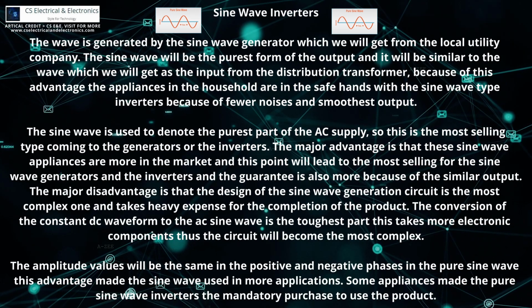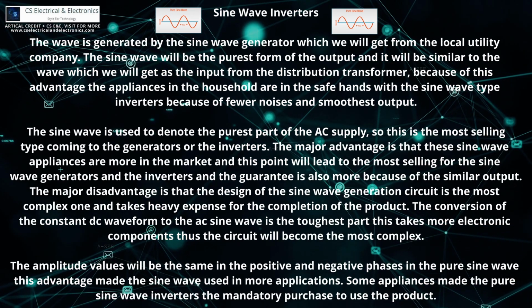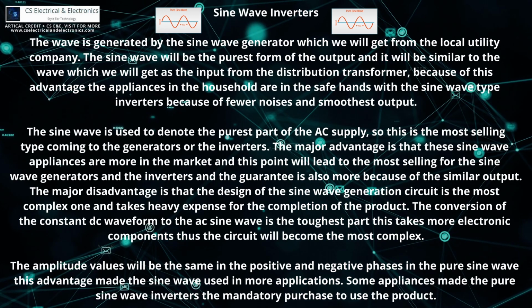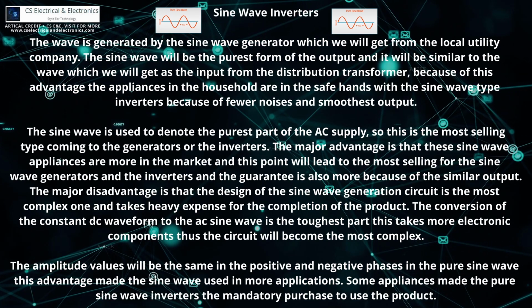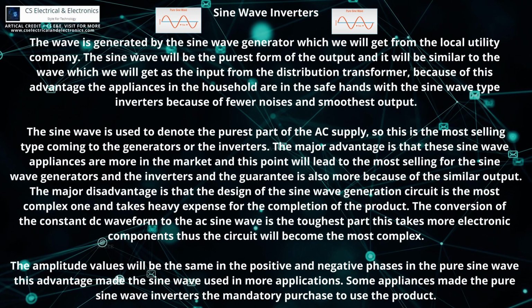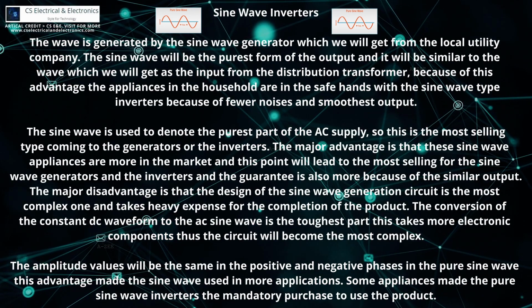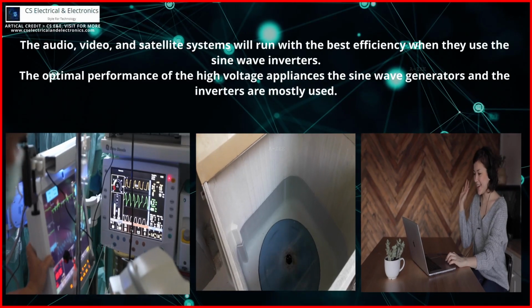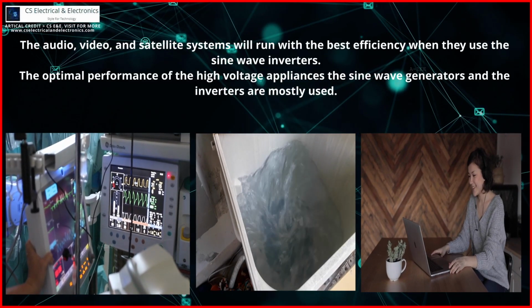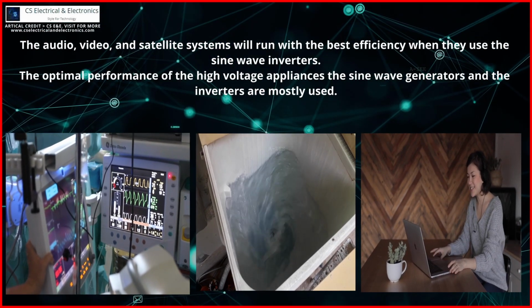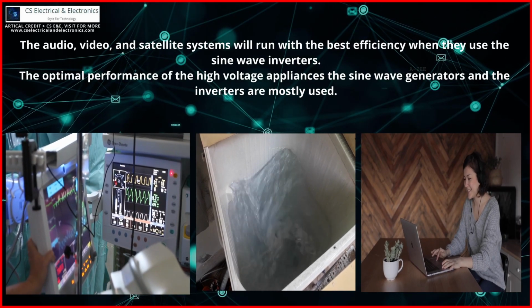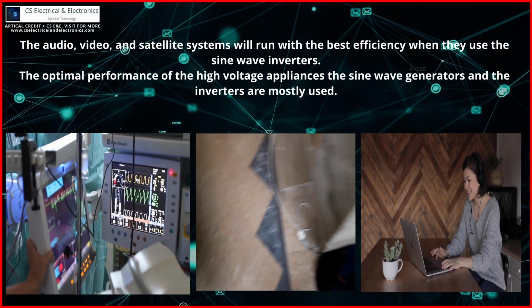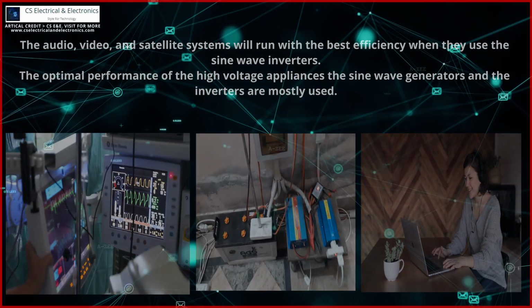The amplitude values will be the same in the positive and negative phases in the pure sine wave. This advantage made the sine wave used in more applications. Some appliances made pure sine wave inverters a mandatory purchase to use the product. The audio, video, and satellite systems will run with the best efficiency when they use sine wave inverters. For optimal performance of high voltage appliances, sine wave generators and inverters are mostly used.